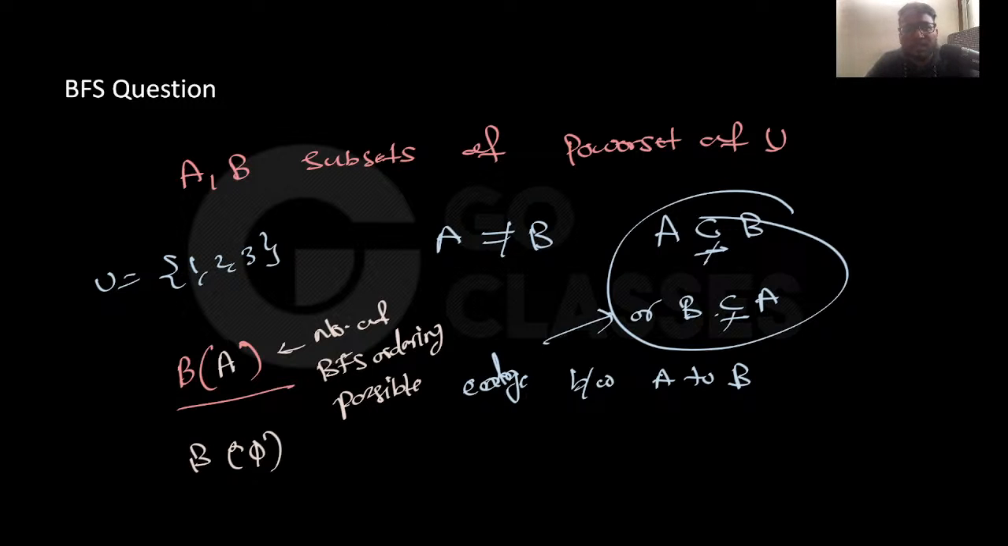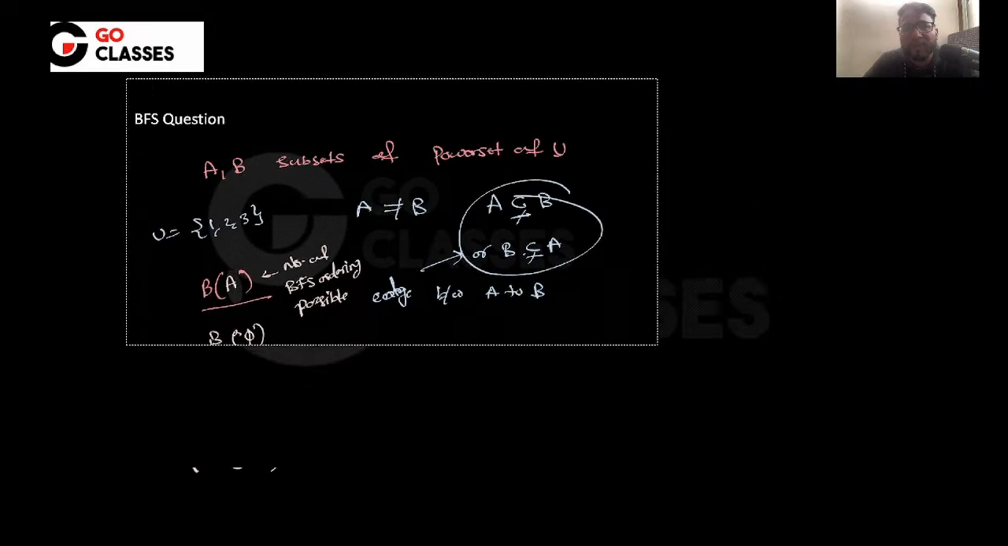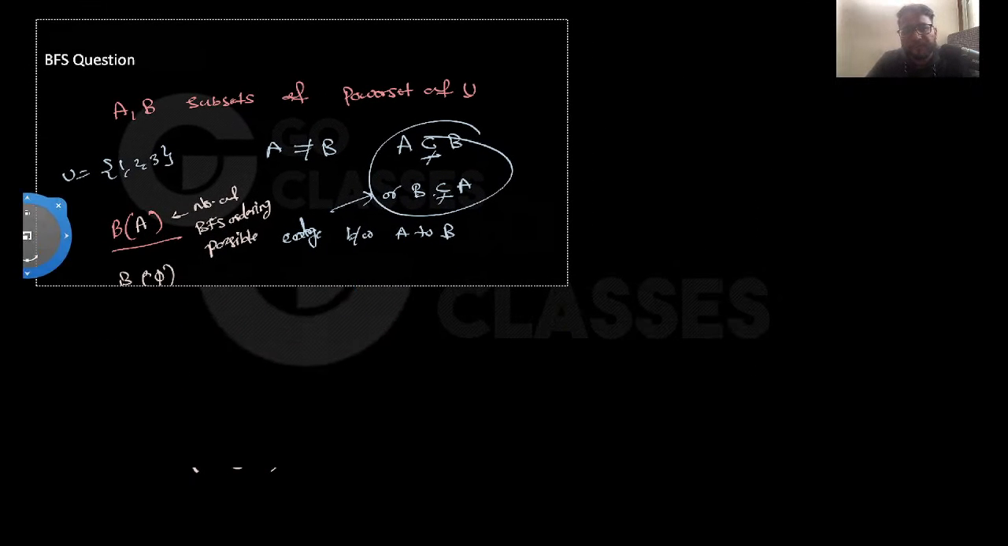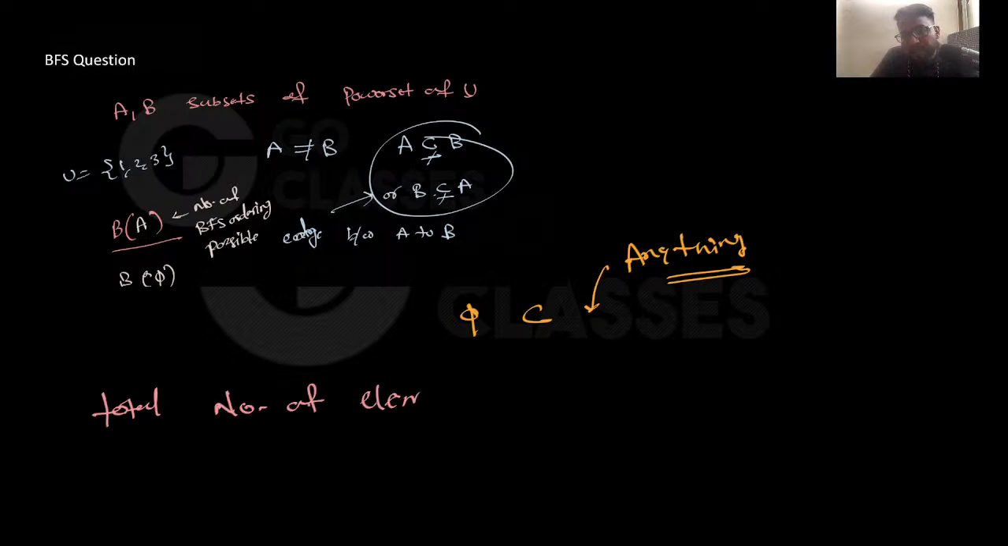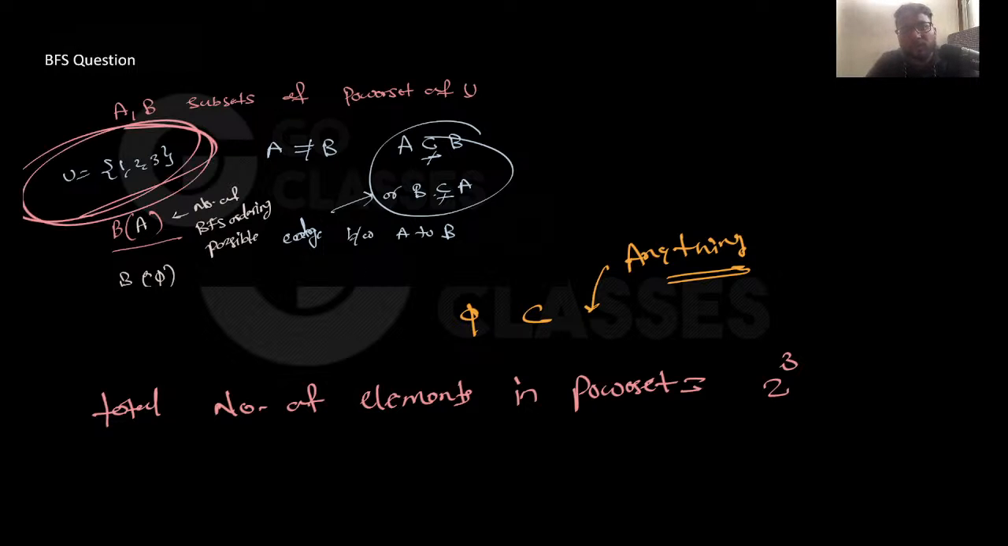This was a nice question. Let me quickly tell you what B of phi is. What answer did you get? Let me know. Yes, 7 factorial. Why? Because phi is a proper subset of anything, right? The total number of elements in the power set, including phi, will be 2 to the power 3, because U was given to be {1, 2, 3}. So including phi, it is basically 8, right?